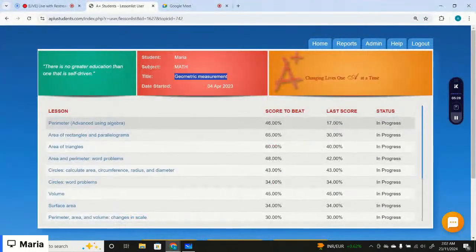Here I am on grade 7 math. The chapter we're on right now is geometric measurement. Let's just start with the first lesson, that is perimeter. So let's just start with the lesson.